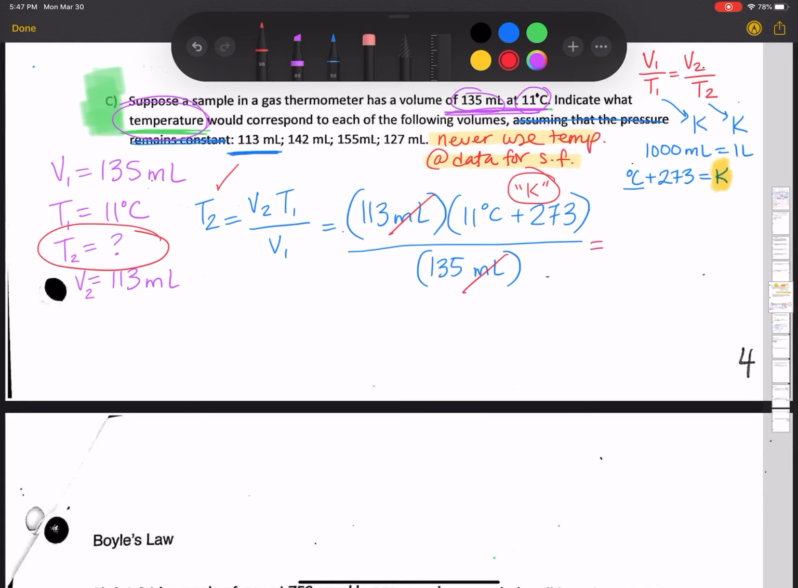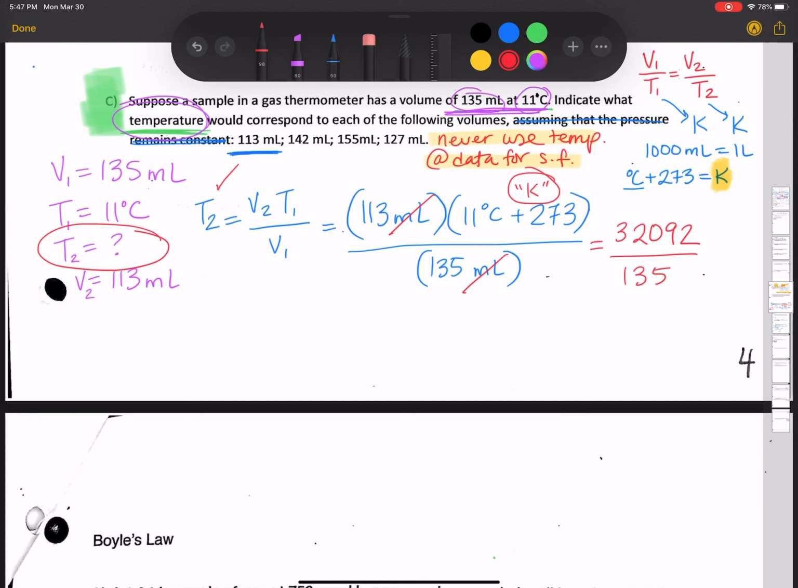So now when I go to my calculator, I'm going to first add 11 plus 273 and get my value for that. Once I add 11 plus 273 and I have my answer for that, I'm then going to multiply that number by 113. So my numerator, once I multiply those two values, your calculator should be staring back at you with this number.